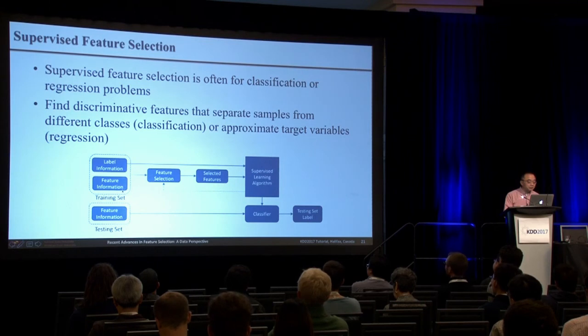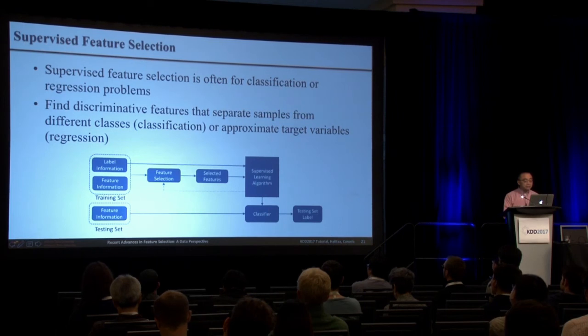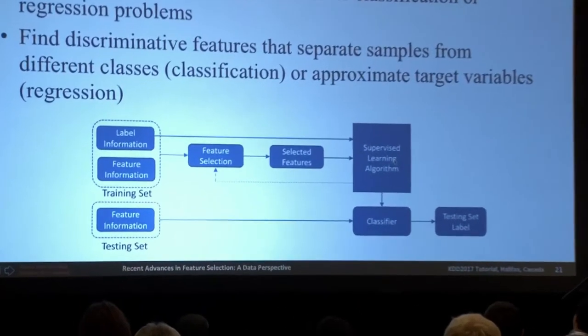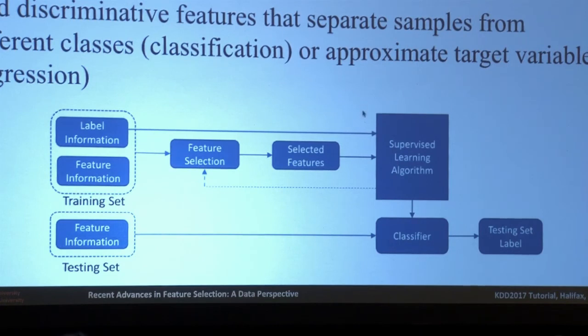But I want to tell you this. Label information here, feature information, then we have the training set, we have the test set, okay? Then we have feature selection, select the features, then the supervised learning algorithms, and then we have a classifier here. This is for supervised, where we have labels. So after we select the features, we make sure that these features are good. You see, there's a loop, okay? This is not necessarily a supervised learning algorithm, but just the criteria you want to measure your performance. Then you just take the selected features and apply the classifier. You try to see the performance.